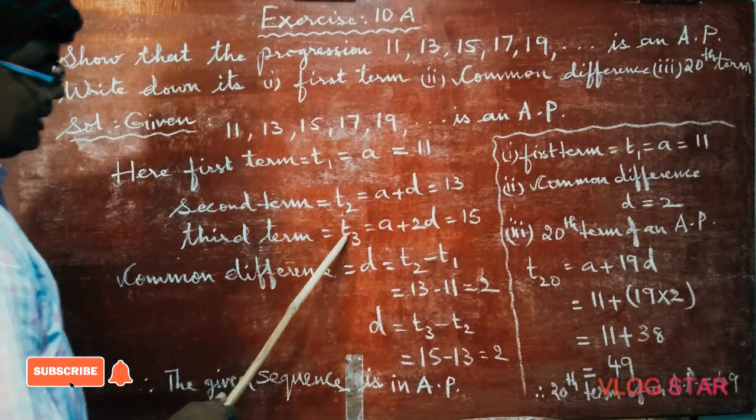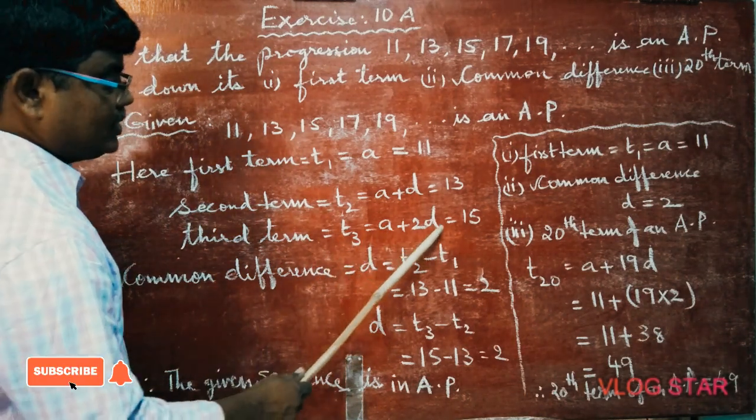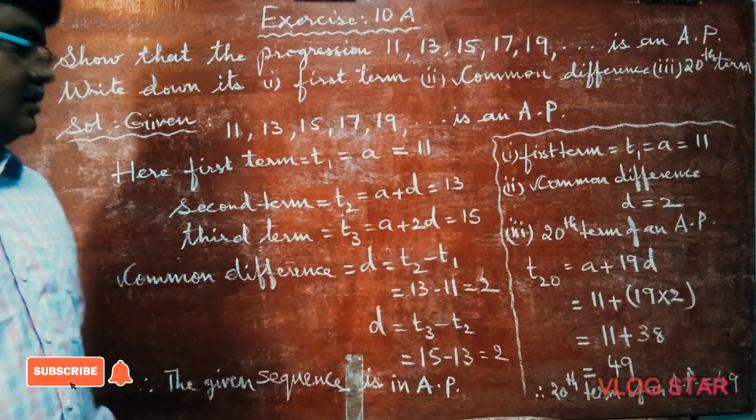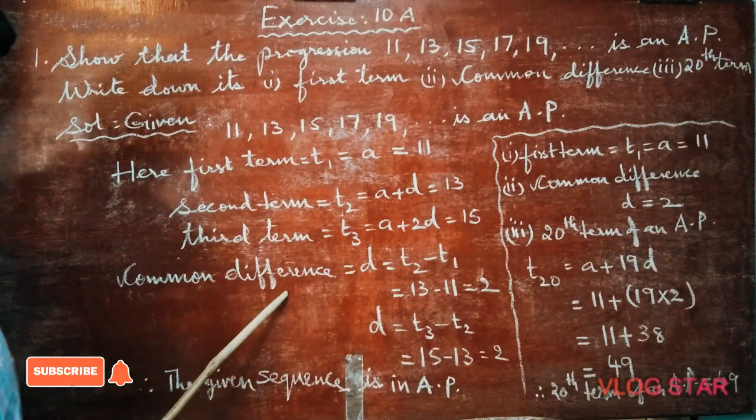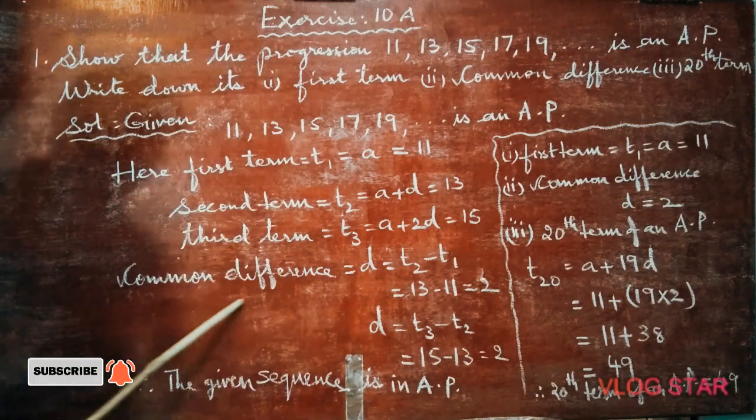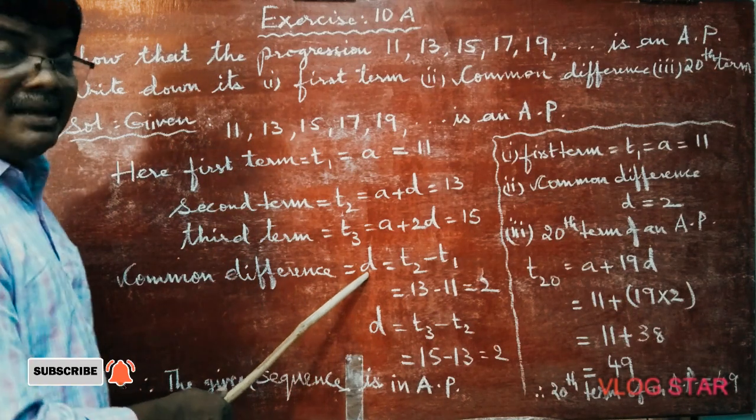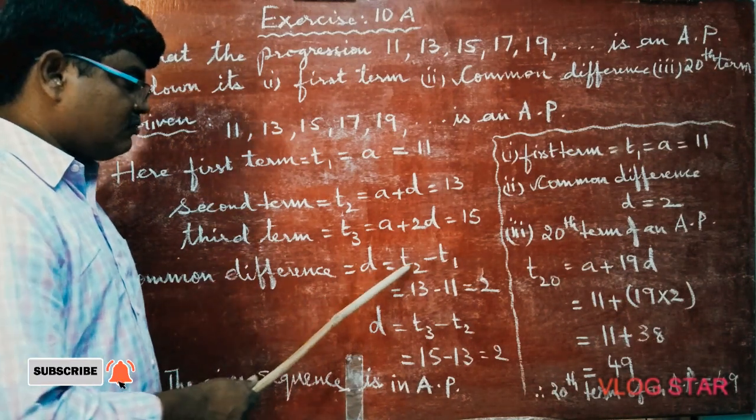Third term of an AP, T3 is equal to A plus 2D is equal to 15, and so on like that. Now, common difference. How to find common difference? We represent common difference as D. D means common difference. What is the formula?